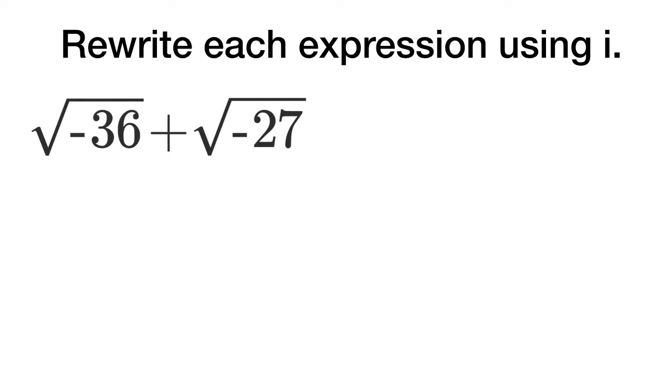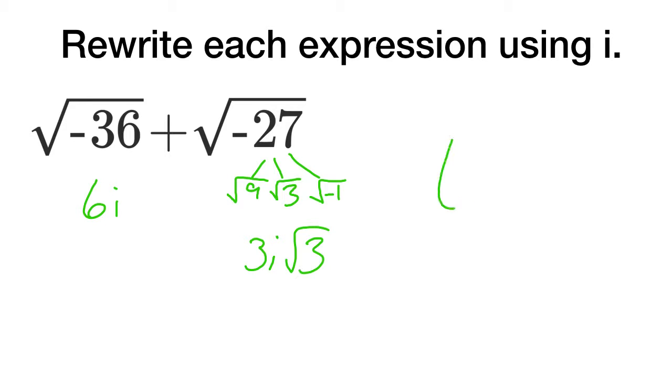Okay, let's try this one. Well, the square root of negative 36 is just going to be 6i. And the square root of negative 27, that's the square root of 9 times the square root of 3 times the square root of negative 1, which means 3i square roots of 3. So this becomes 6i plus 3i square roots of 3.